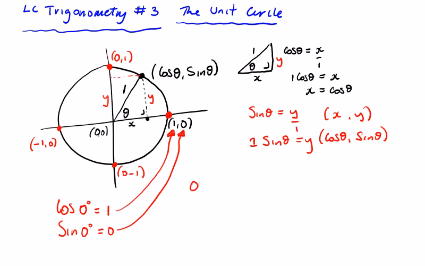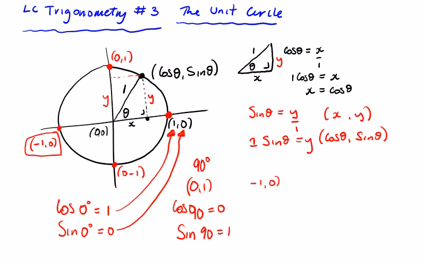Let's look at the point 0, 1. This is my 90 degree angle. The cos of 90 is equal to 0, and the sine of 90 is equal to 1, the points on the unit circle. Coming to my minus 1, 0, what would you say the angle is here? 180. The cos of 180, you can see the answer, is going to be minus 1, this minus 1. And the sine of 180 is equal to 0.